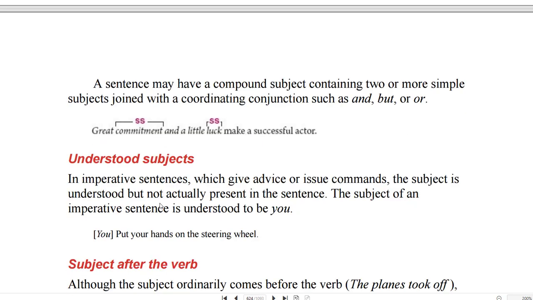A sentence may have a compound subject containing 2 or more simple subjects joined with a coordinating conjunction such as and, but, or. Great commitment and a little luck make a successful actor. So commitment is a simple subject, luck is the simple subject.